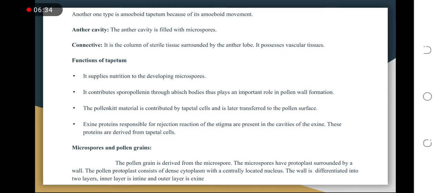Microspores and pollen grains. The pollen grain is derived from the microspore. The microspore has protoplast surrounded by a wall. The pollen protoplast consists of dense cytoplasm with a centrally located nucleus. The wall is differentiated into two layers. Inner wall is called intine and outer wall is called exine.